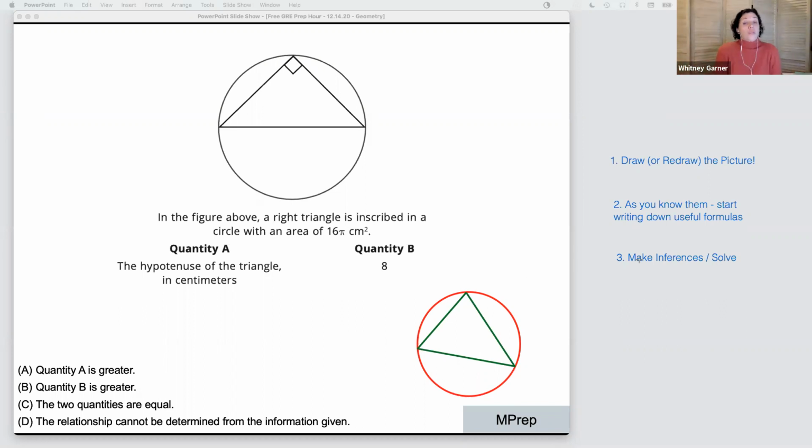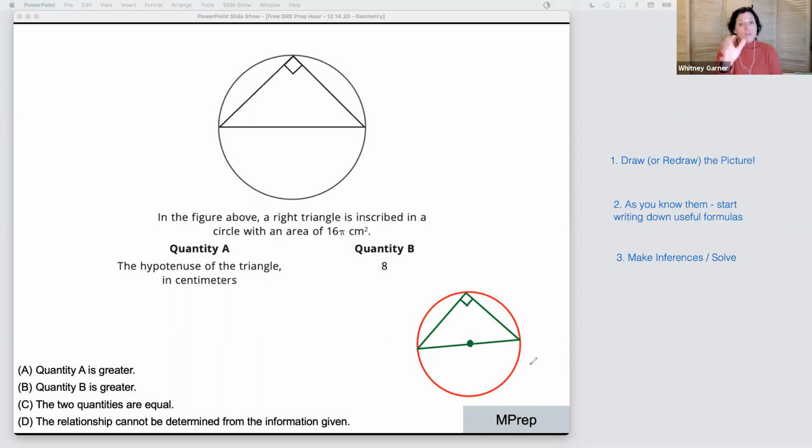There is, however, one really, really special case. And that case is that when a triangle is drawn inside of a circle, and one side of that triangle is the diameter, meaning it goes through the center, the angle across from that side is 90 degrees.